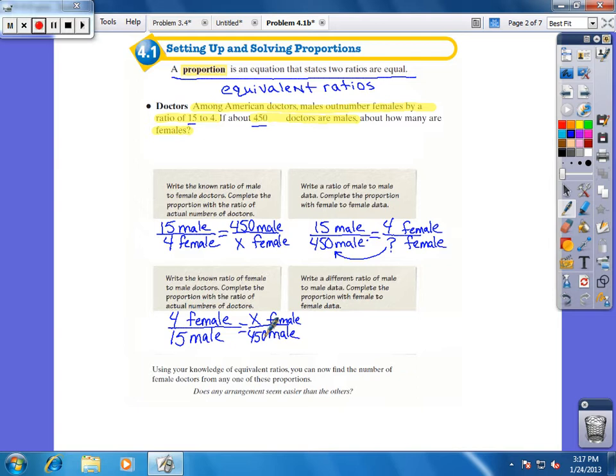You can do the same thing using the male to male ratio, but instead of going 15 male, we're going to go 450 male compared to 15 male doctors. And match up our information on the other side of our proportion: the unknown total amount of female doctors and the known amount of female doctors. Take some time, pause this video, and copy these down.